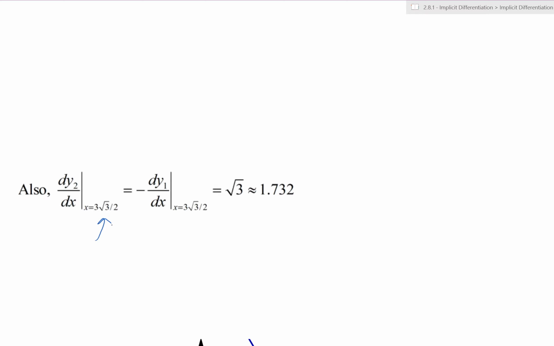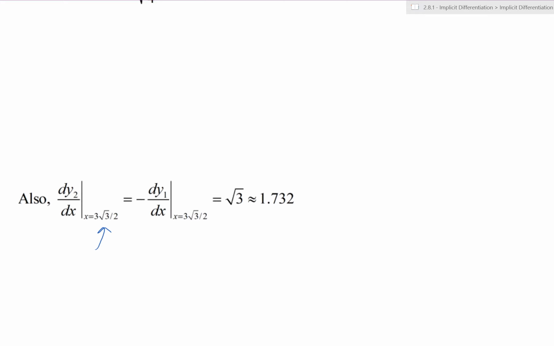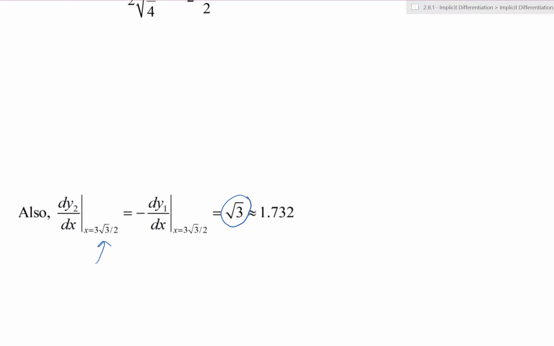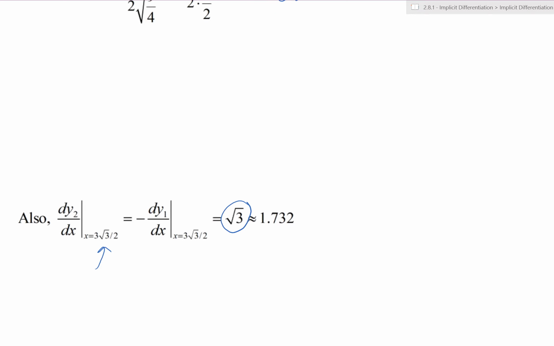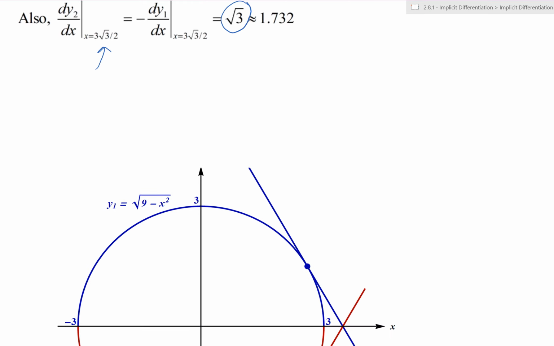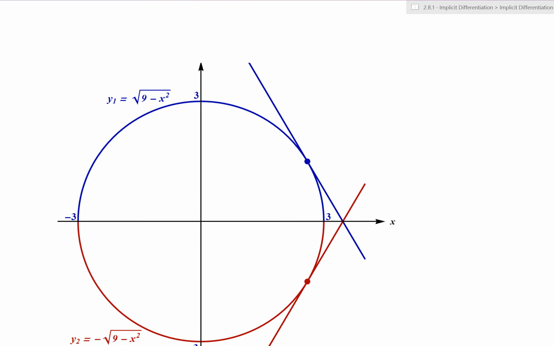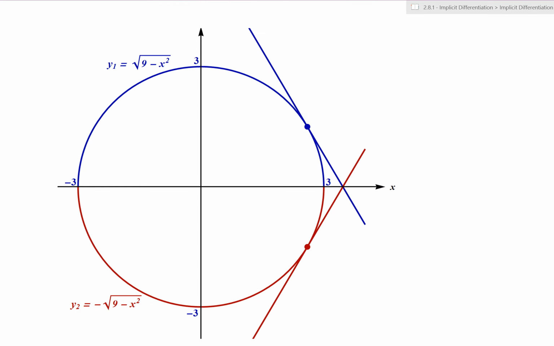And you can verify it by plugging in this value of x into the derivative of y2 with respect to x. And you'll just get the negation of the result we just found, which is negative root 3. So we get positive root 3, which is 1.732, approximately positive. And here's a picture depicting all that. So right where these points are on the graph, this x value right there is x is equal to 3 root 3 over 2.